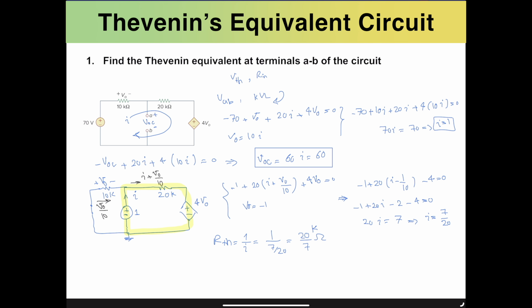Remember that it would be K indeed. So remember that we now have the resistor and the voltage with respect to this Thevenin equivalent circuit. If I want to simplify the circuit, it would be something as follows. The voltage source would be 60 and the resistance would be 20 divided by 7K. That would be the equivalent Thevenin that is seen from the terminals A and B.